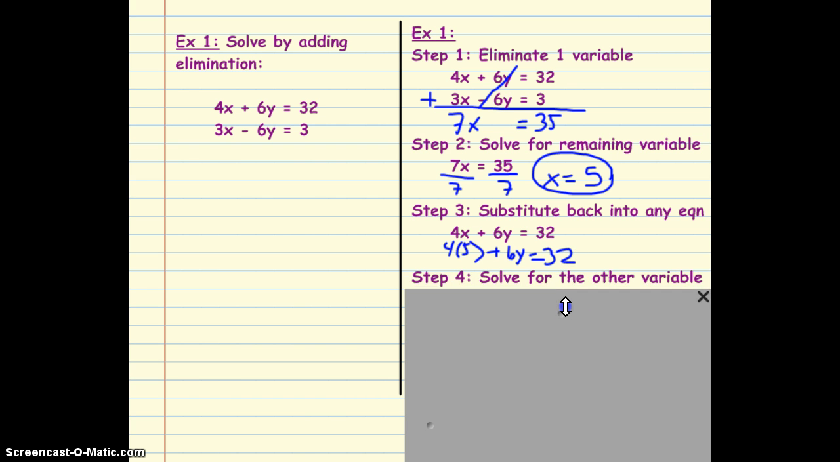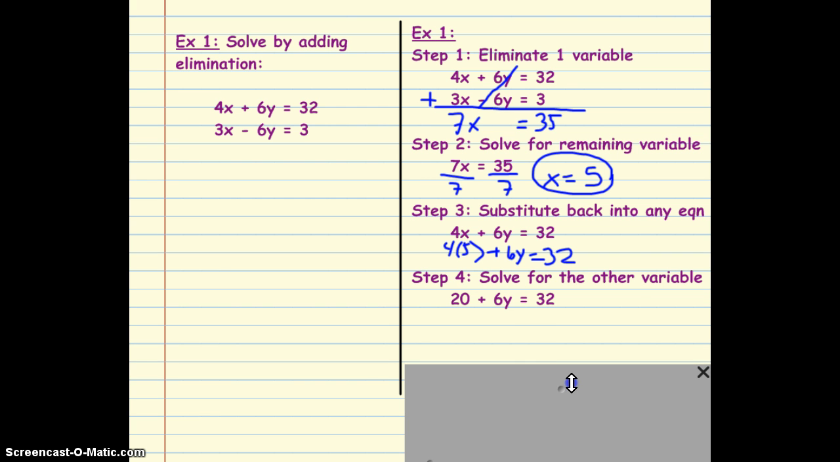Then as we keep going, as you could probably guess, we are now going to solve for the other variable. And as we do that, I have done some math already, that 4 times 5 is 20, and keeping the plus 6y equals 32. So now we need to solve for y. So of course we need to get rid of our positive 20, so the opposite is subtracting 20 from both sides. Okay, 20 minus 20 is now gone. We are left with 6y equals 12.